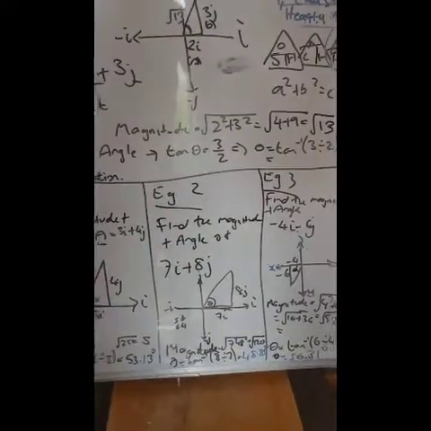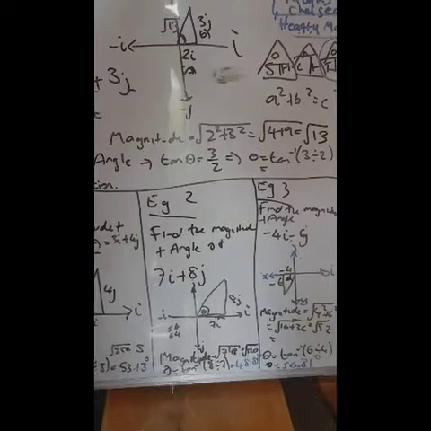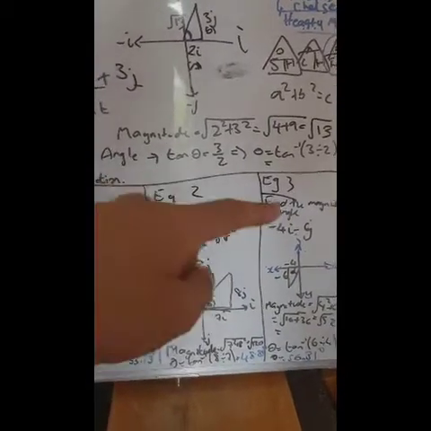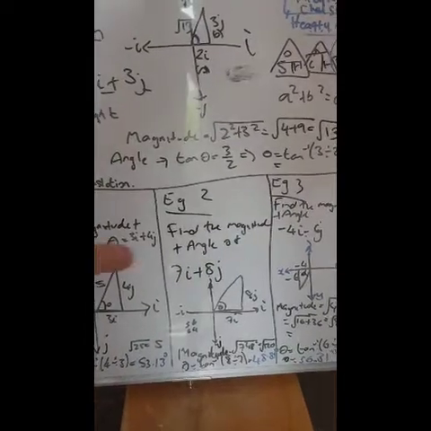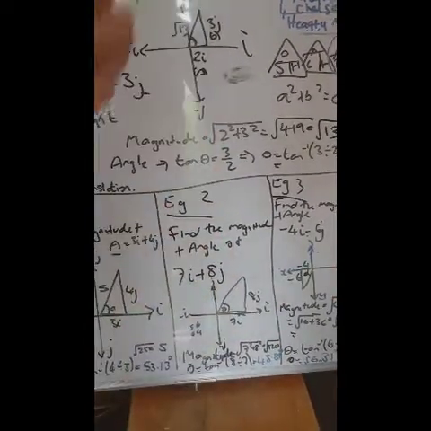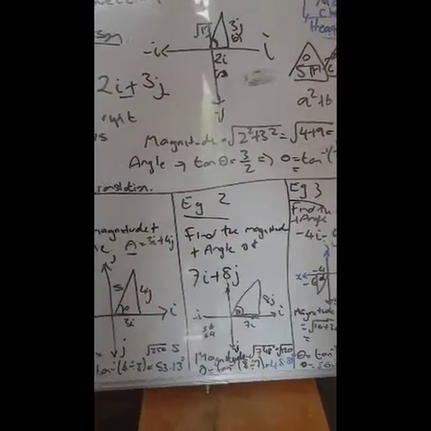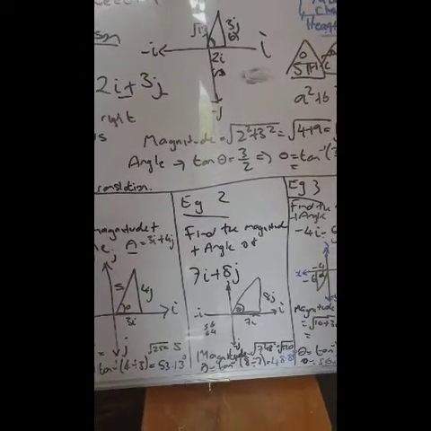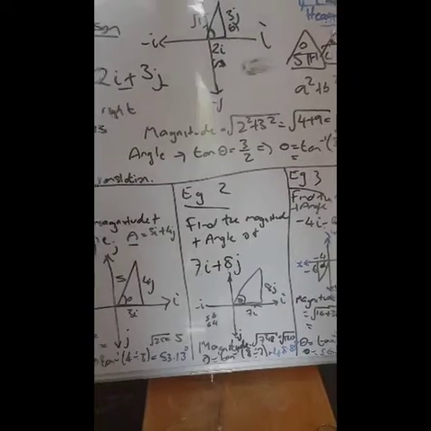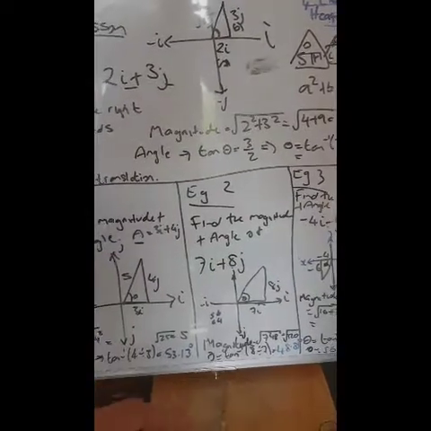Right guys, next example, last 2 examples. Find the magnitude and the angle of 7i plus 8j. So I go across 7i and then I go up 8j. So the magnitude will be the square root of 7 squared plus 8 squared, which is going to be 120 because I've put it there.